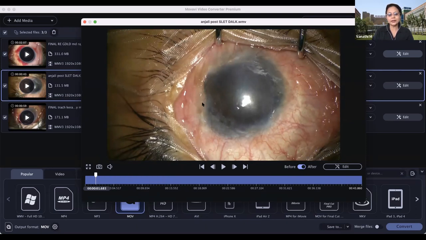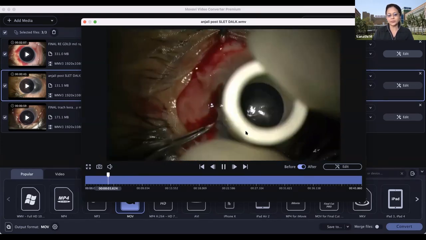You can find the disrupted palisades of Vogt following the reconstruction here. The cornea has variable thickness. It's a thin cornea with significant haze, and we decided to take the patient on for a deep anterior lamellar keratoplasty for visual rehabilitation of this patient.